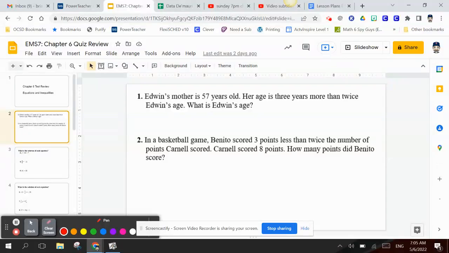Forget what I just said. In this problem, it says Benito scored 3 points less than twice the number of points Carnell scored. Well, Carnell scored 8 points. So if we take 8 points twice, which is 8 times 2, and then we subtract 3 because he scored 3 points less than twice the number that he scored. 8 times 2 is 16, minus 3 is 13. W equals 13.